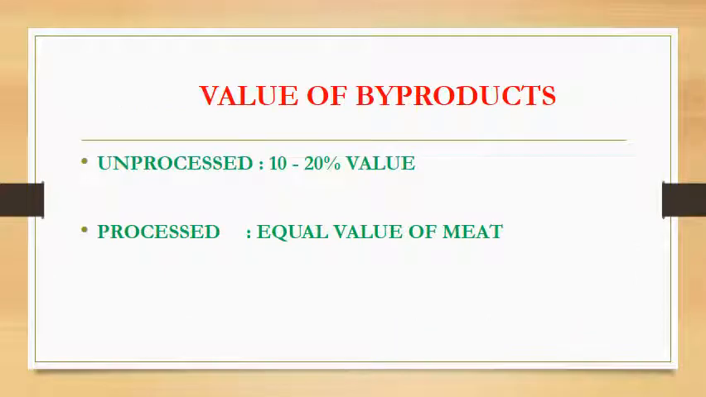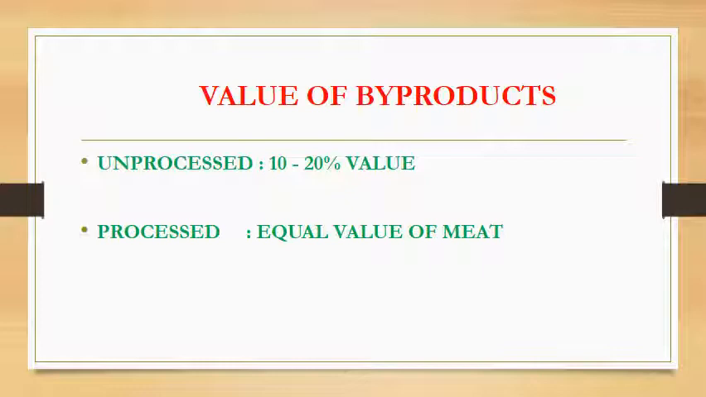Now about the value of byproducts. As you have already learnt, in the case of large animals or small ruminants, the dressing percentage is around 50 to 52%. That means the remaining 48% is the byproduct. Of course, it does not mean everything is waste. There are both edible and inedible byproducts, which I will come to next.